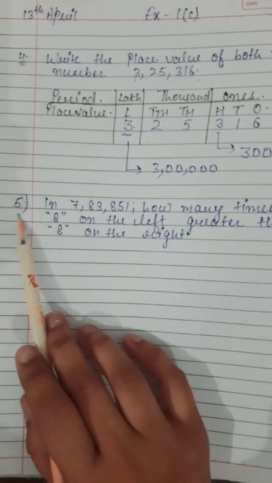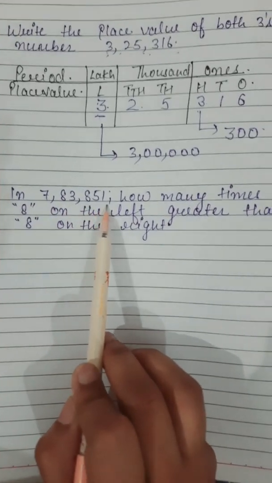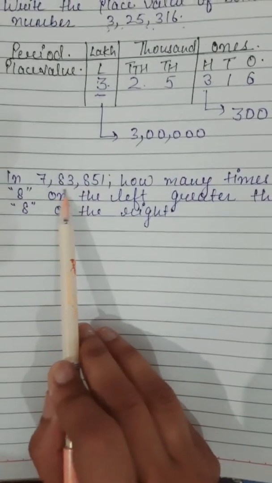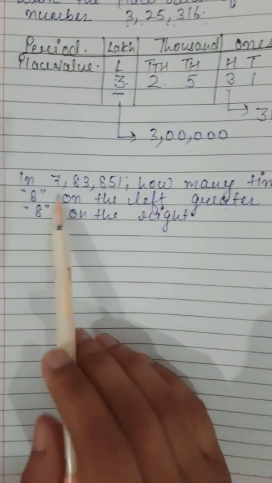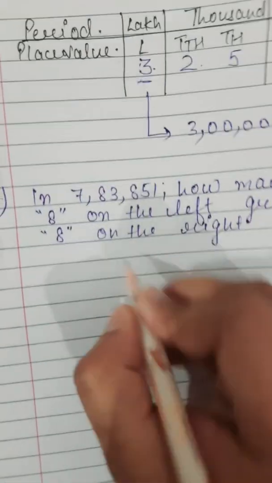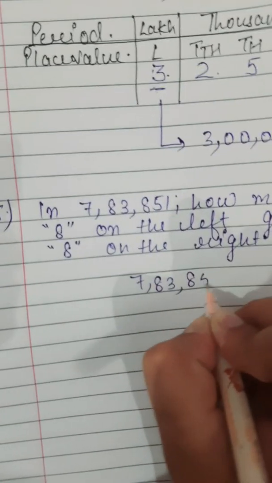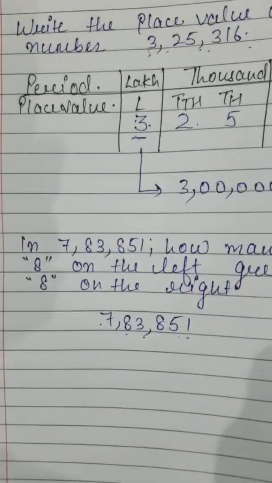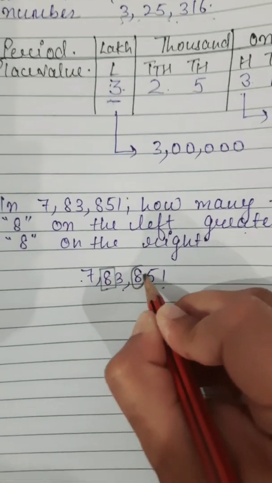Now the next question number 5 is in 7,83,851 how many times is the 8 on the left greater than the 8 on the right? In this question, we are having the number 7,83,851. Now they are saying this 8 is how many times greater than this 8.